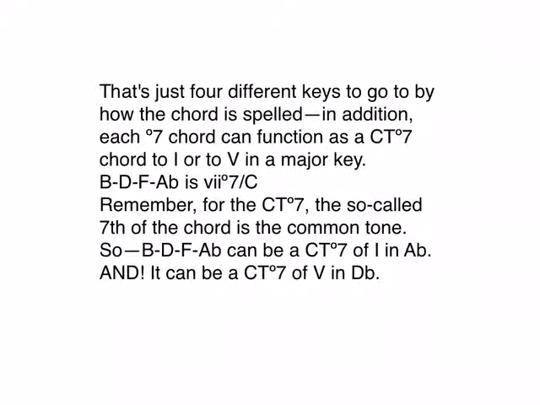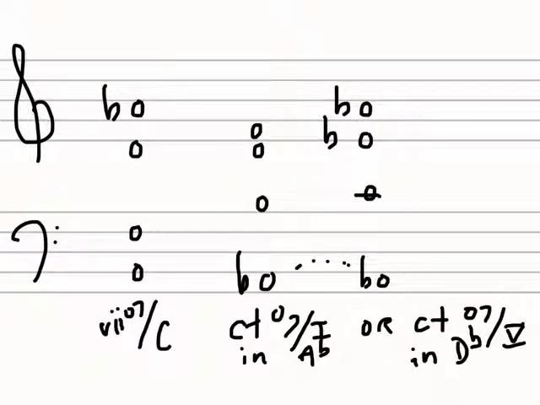In addition, we've learned that each diminished seventh chord can function as a common tone diminished seventh chord to 1, or a common tone diminished seventh chord to 5 in a major key. So let's go back to the B, D, F, A flat. So here we are, B, D, F, A flat.